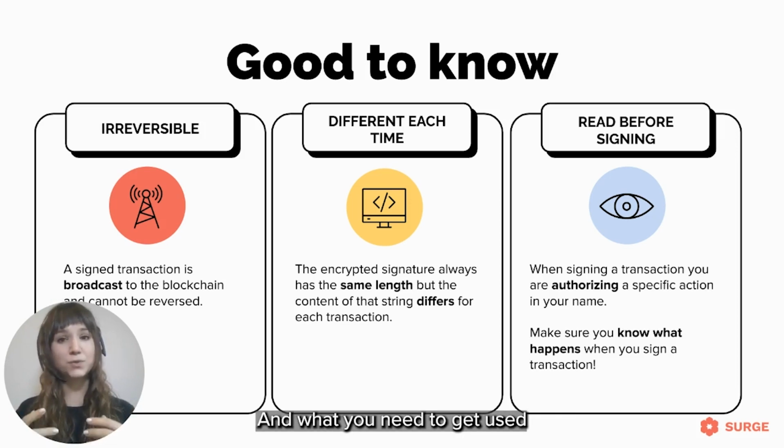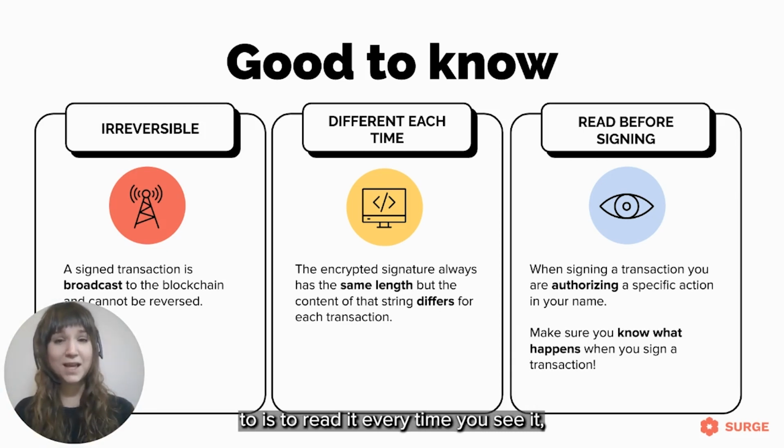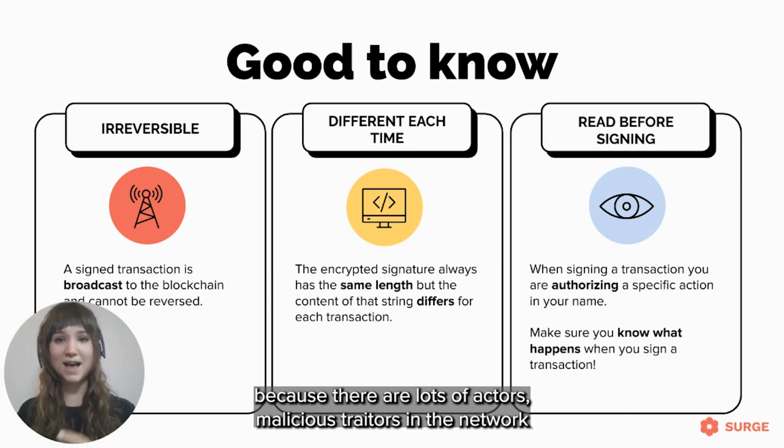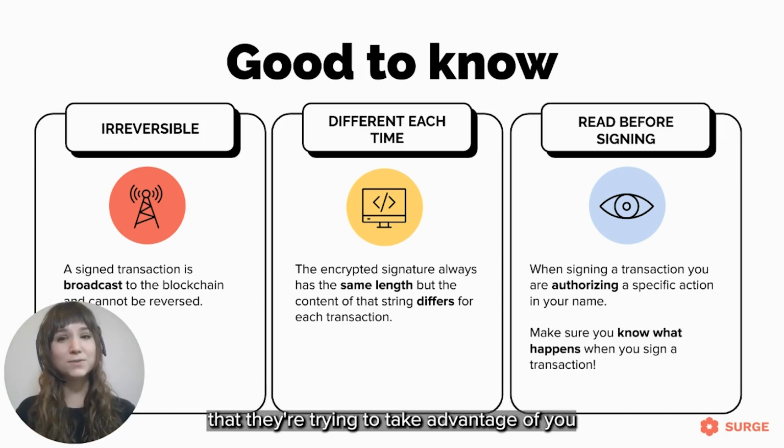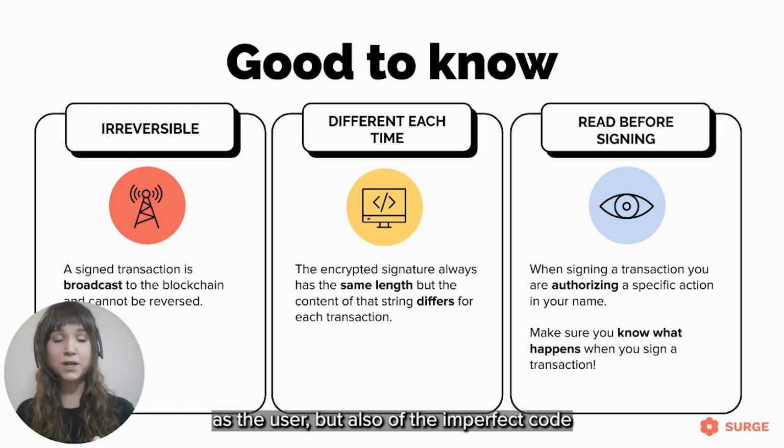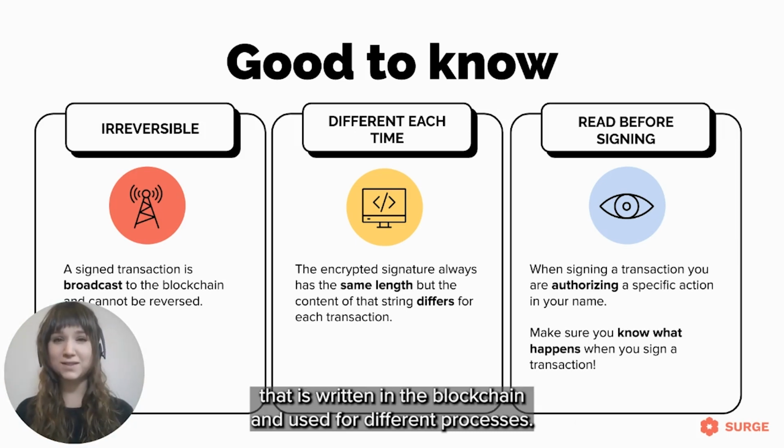And what you need to get used to is to read it every time you see it, because there are lots of actors, malicious traders in the network that are trying to take advantage of you as the user, but also of the imperfect code that is written in the blockchain and used for different processes.